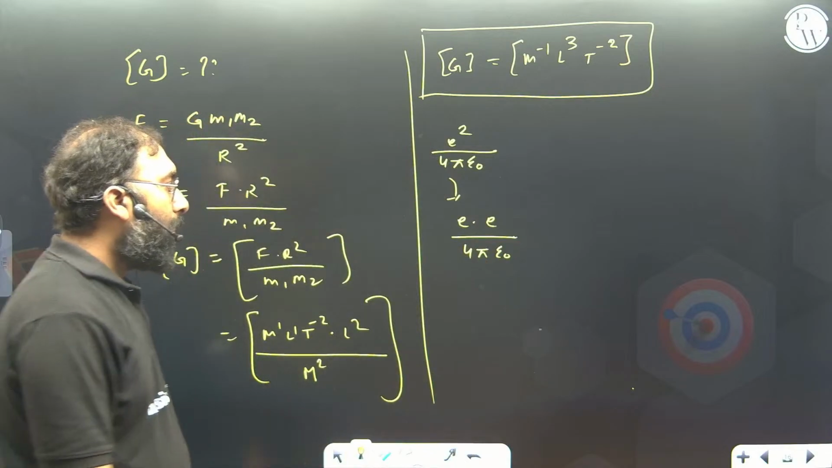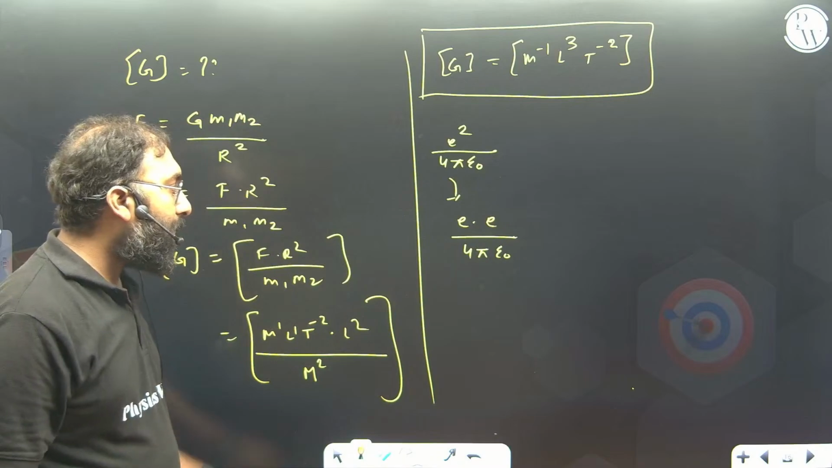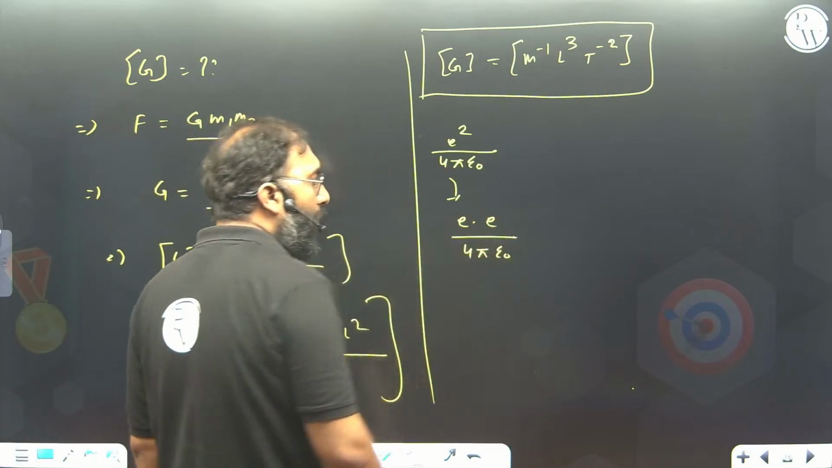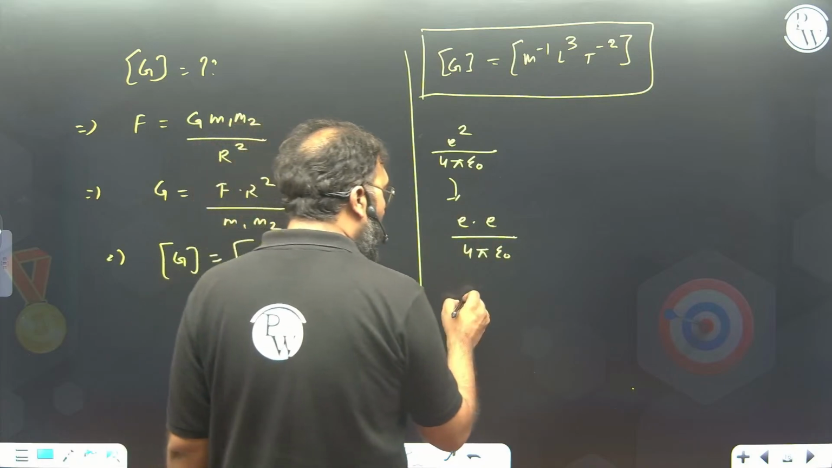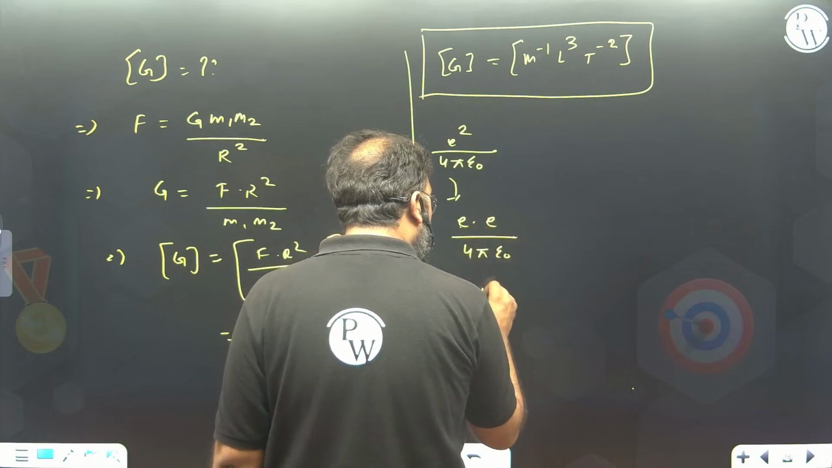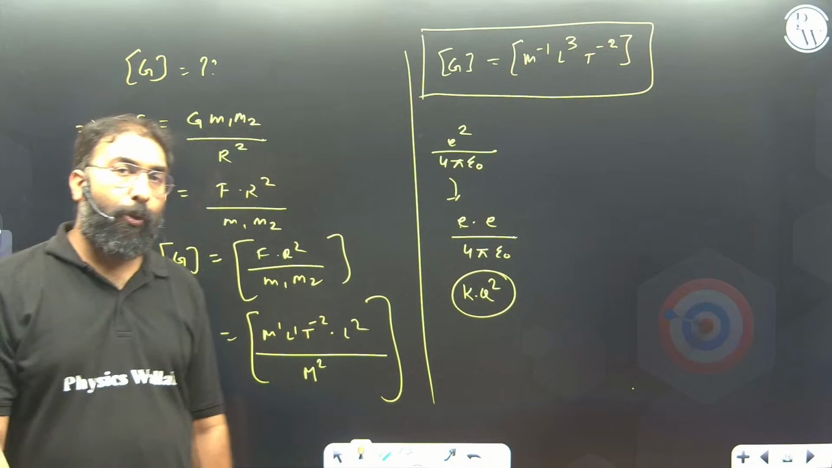Understood this one? So e into e upon 4 pi epsilon naught is written. So this is what? 1 upon 4 pi epsilon naught is K, the electrostatic constant. So this is K, this is charge, this is charge. So this is written as KQ square.